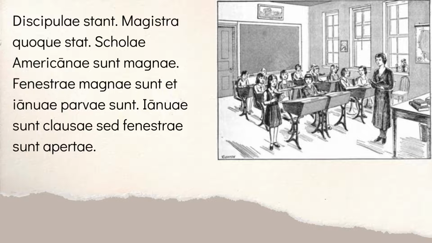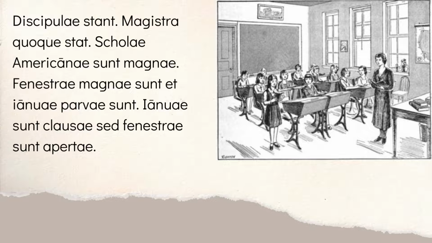Scholae Americanae sunt magnae, right? American schools, plural again, Scholae Americanae, are big. Magnae, they're large, they're big. Fenestrae magnae sunt, et januae parvae sunt. So fenestrae, right, windows, are big. Magnae, you can say the windows are big. And the januae, the doors, are parvae, small, right? So again, it's just describing the room here. The windows are big, fenestrae magnae sunt, and the doors are small, januae parvae sunt, right? It's just trying to give you a sense of scale. I guess in this classroom, they got some big windows and small doors, apparently.